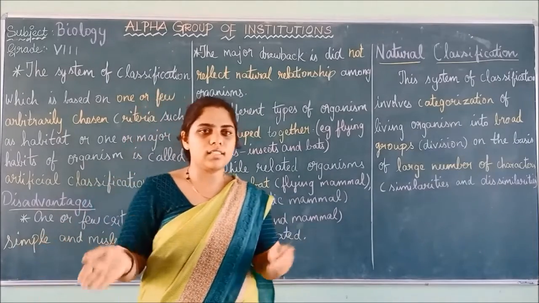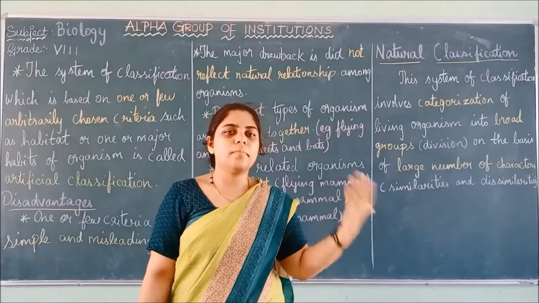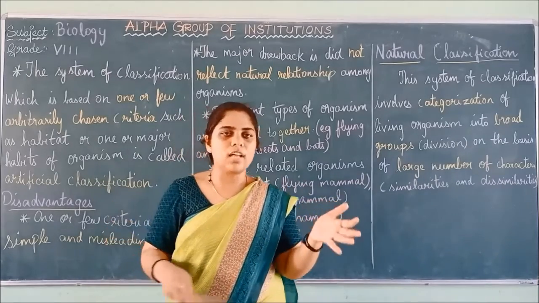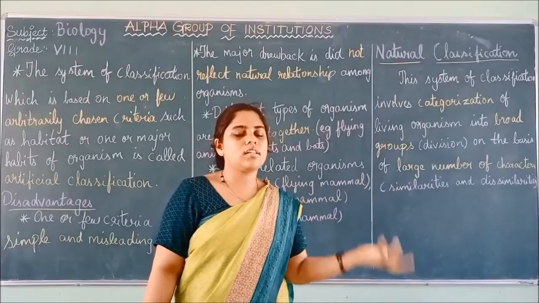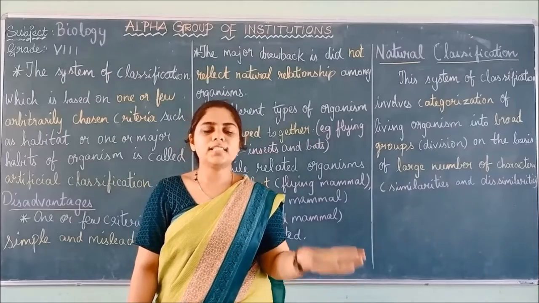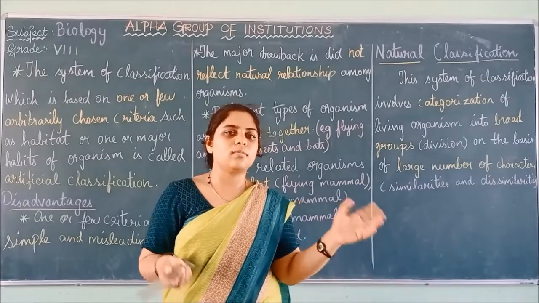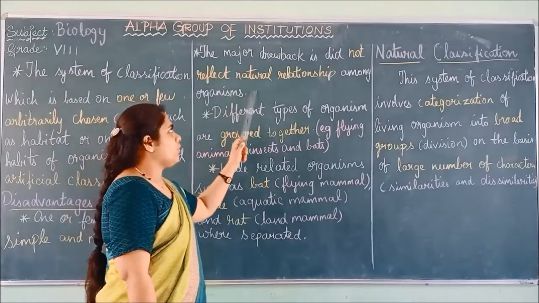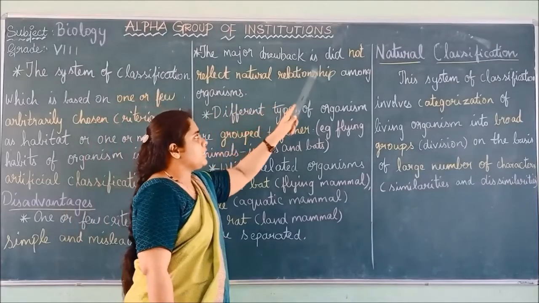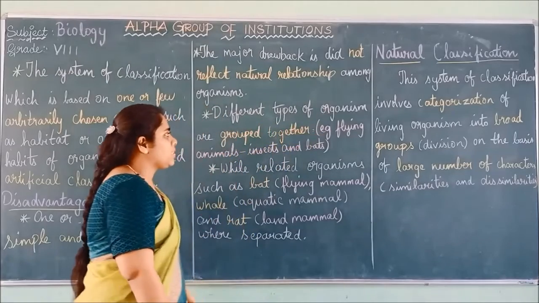And there is no natural relationship. That is, all the organisms are blended to one another. We depend on plants or animals, and those depend on smaller animals or plants. So there is a cycle, a natural relationship. That is also not included in this classification because we are seeing only the habitats and habits alone. So it does not give any natural relationship of the organisms. The major drawback is it did not reflect natural relationship among organisms.